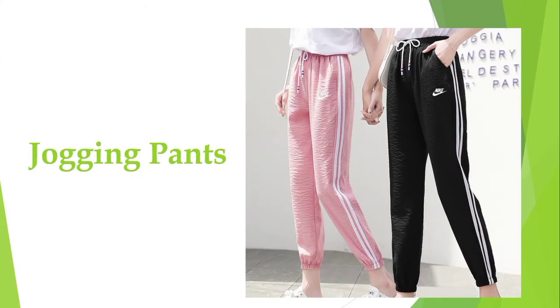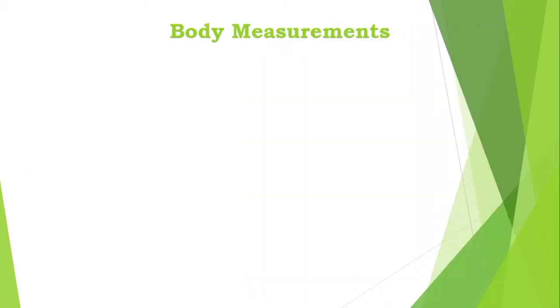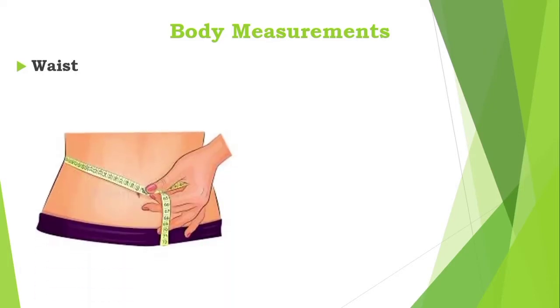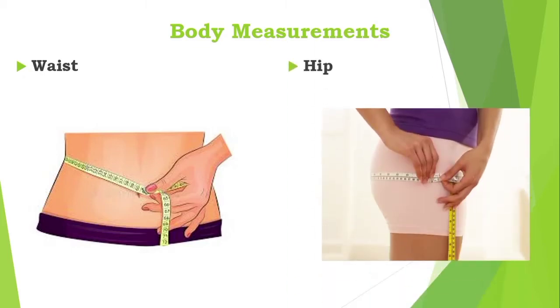Jogging pants. This refers to sweatpants or bottoms worn for comfort or sporting activities or for some casual activity. And the following are the body measurements needed for the drafting of the jogging pants pattern. First, the waist. The waist is taken around the waistline with 2 fingers inserted under the tape. Hip. Taken to the fullest part of the hips, about 14 centimeters from the waistline.